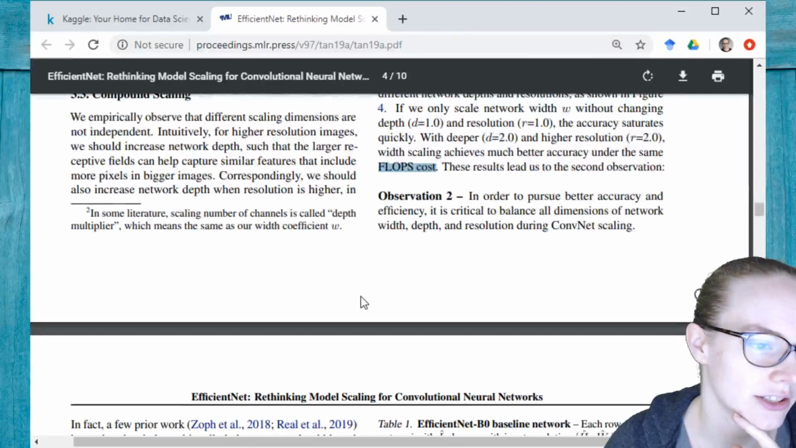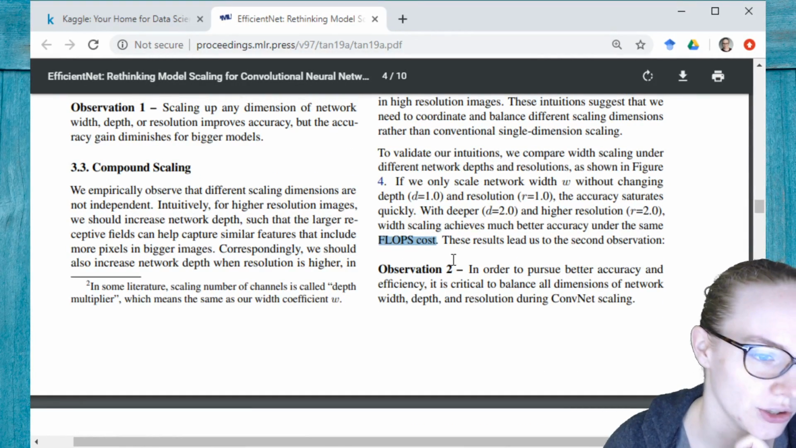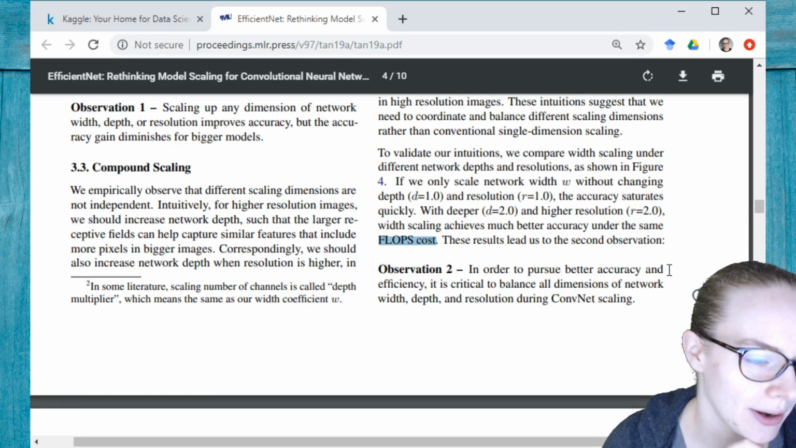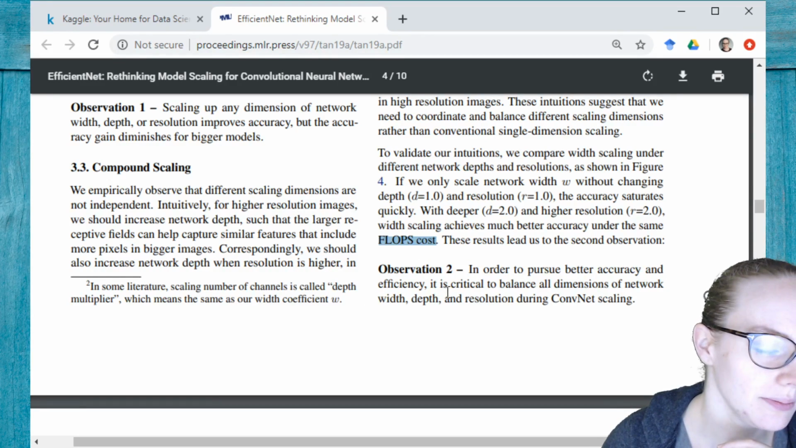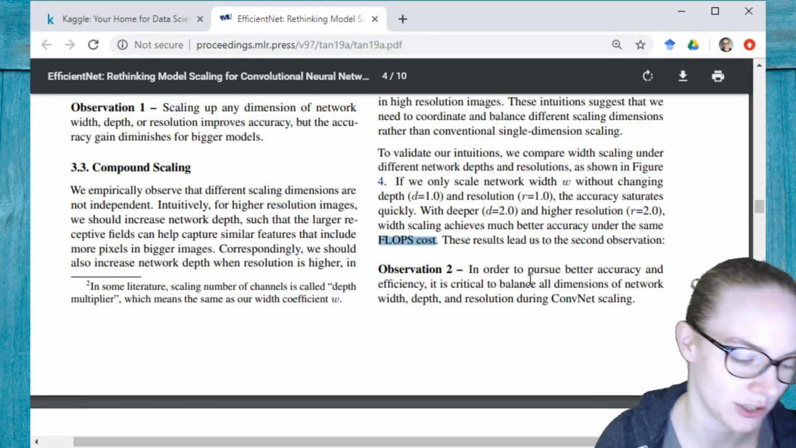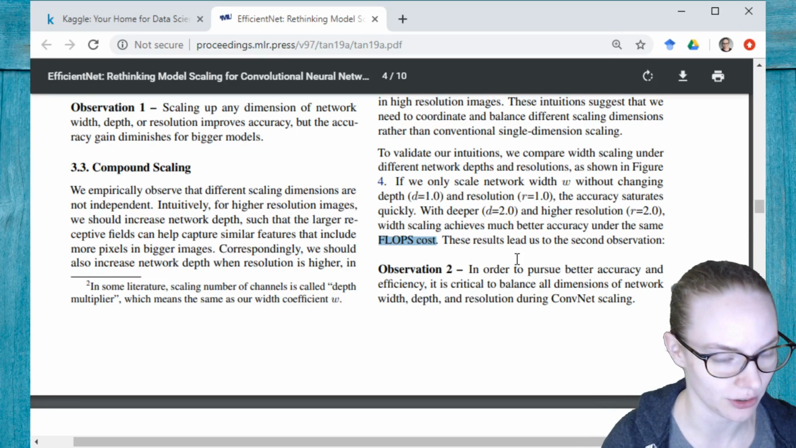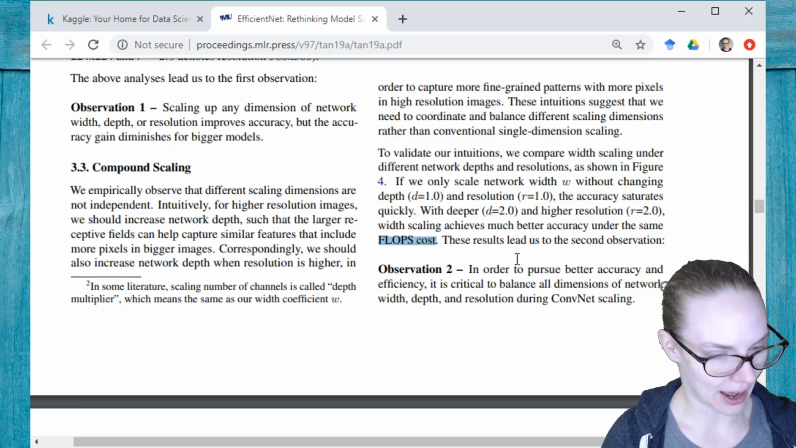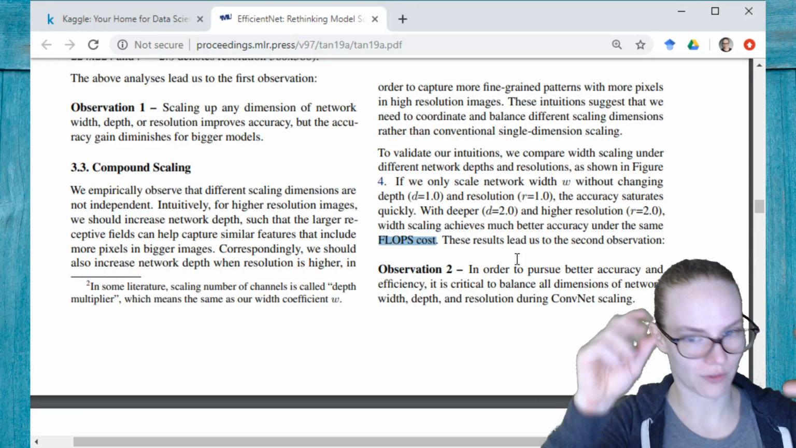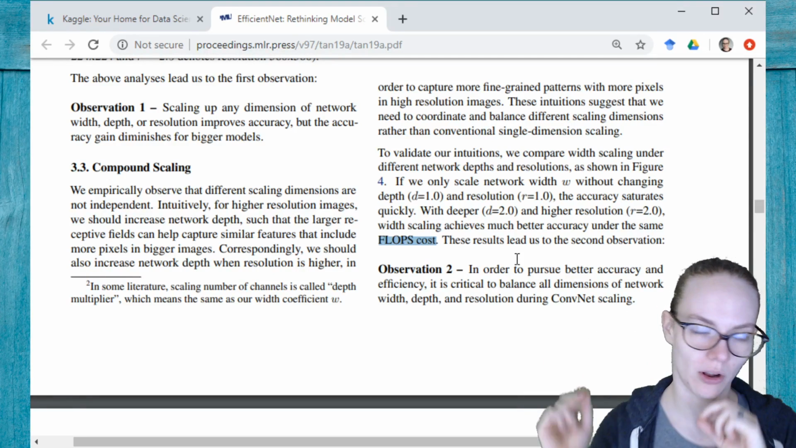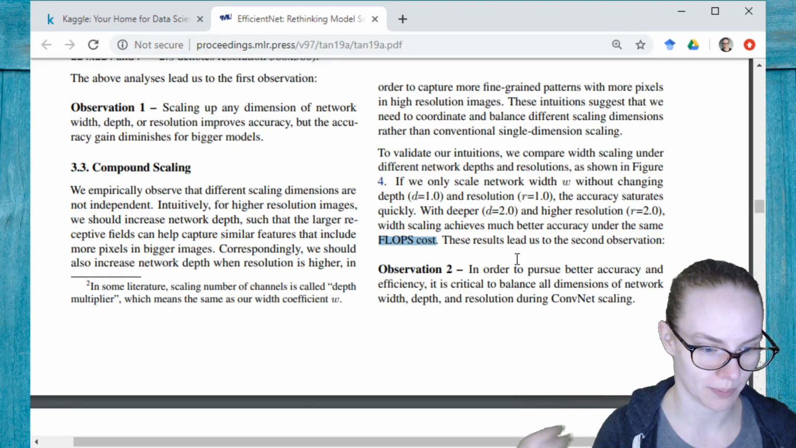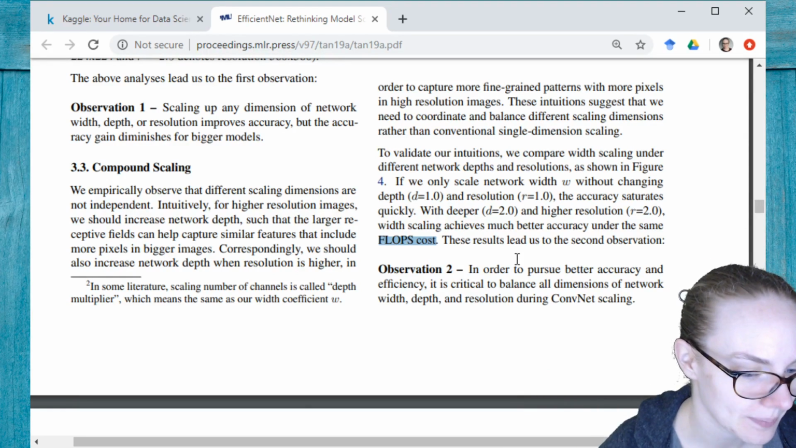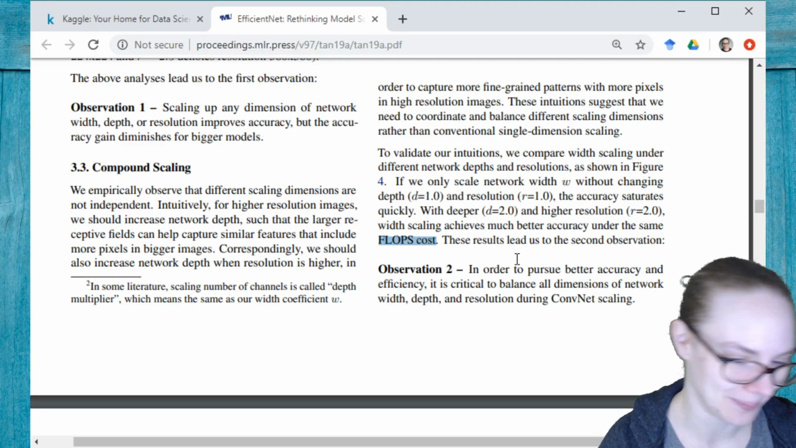These results lead us to a second observation. Observation 2: in order to pursue better accuracy and efficiency, it is critical to balance all dimensions of network width, depth, and resolution during ConvNet scaling. So we have sort of 3 knobs that we can tweak, and if we tweak them all at the same time, then we get a larger, better model, basically. Or a smaller model that's better at the problem.